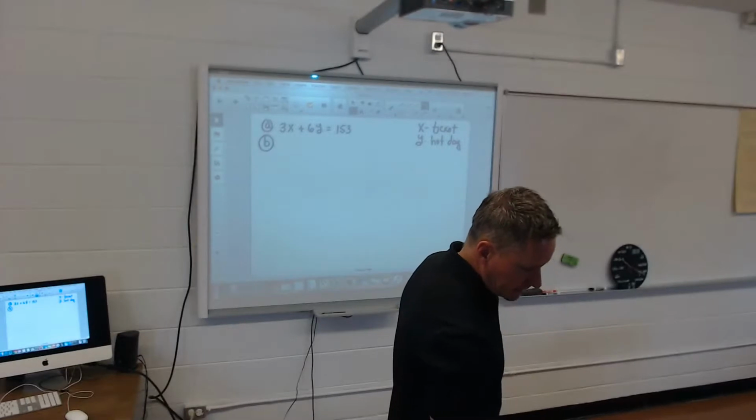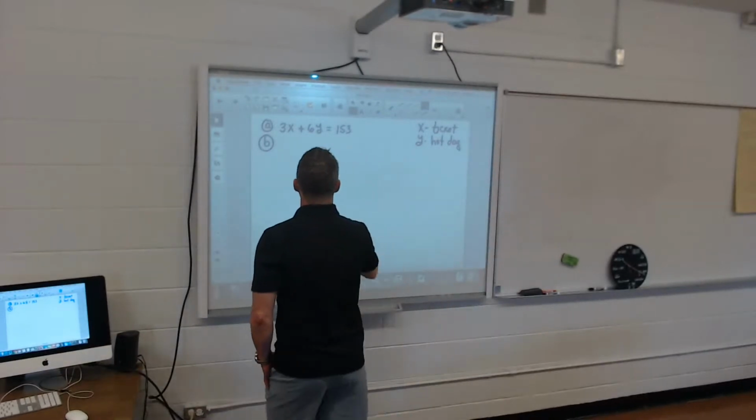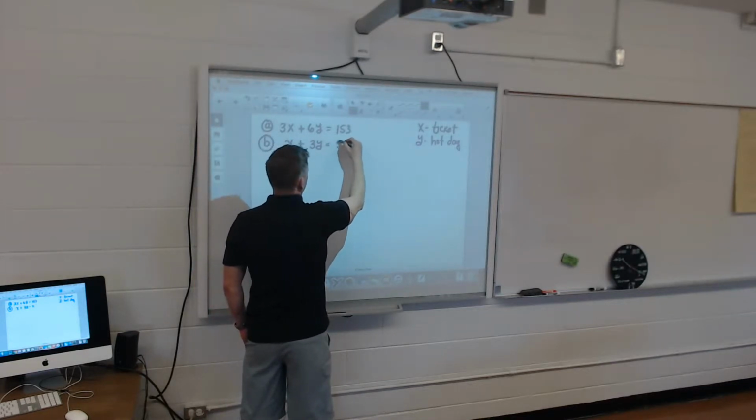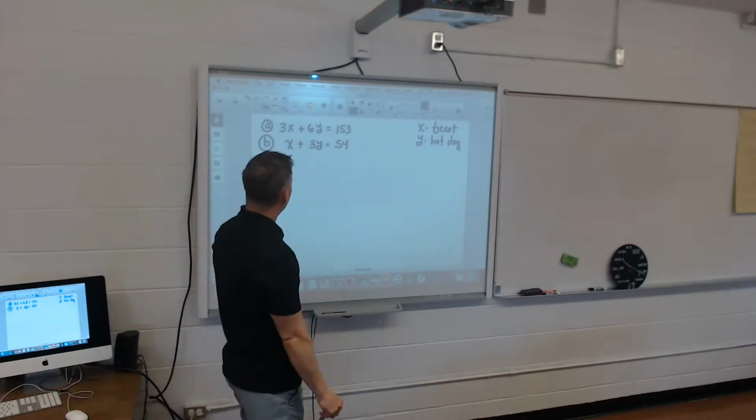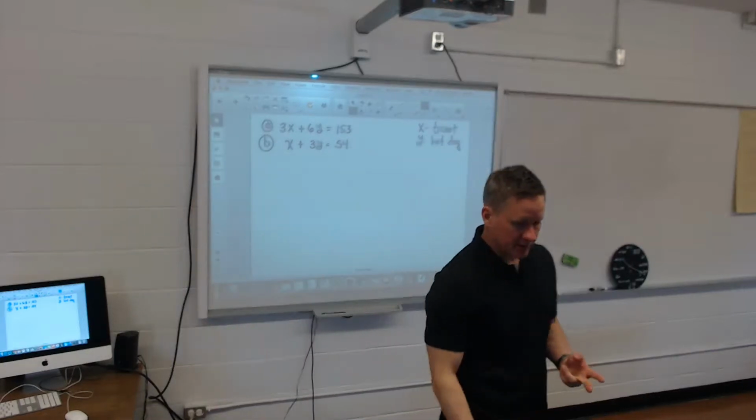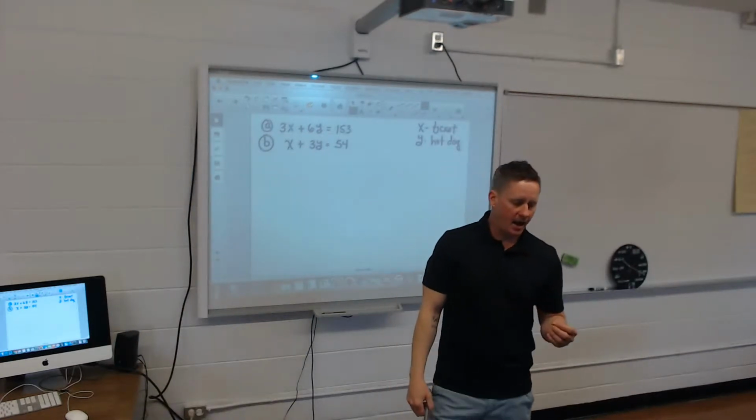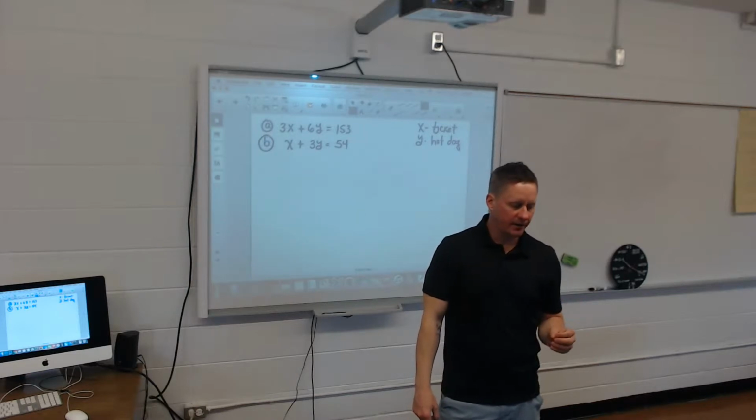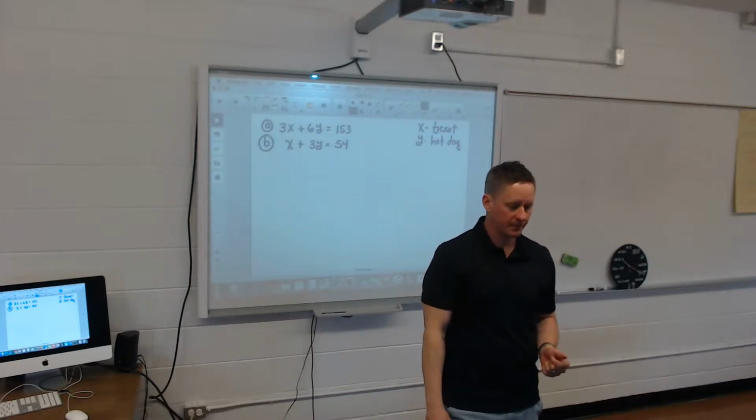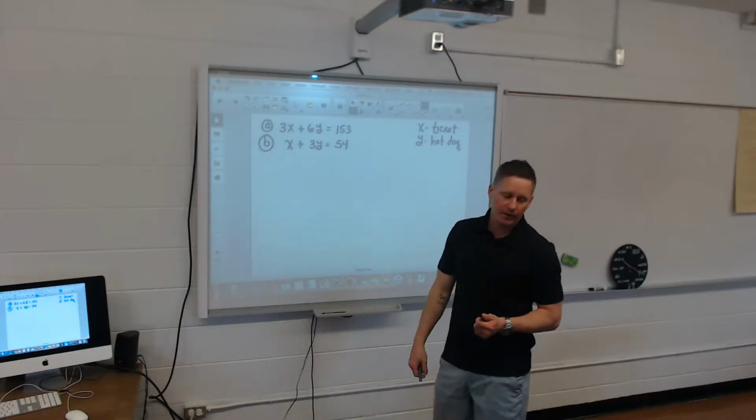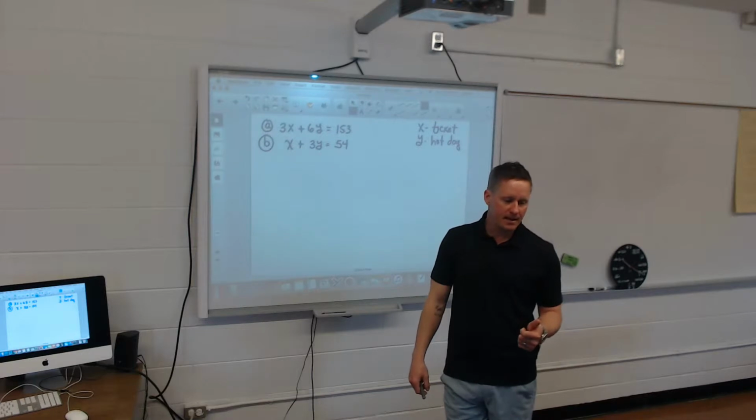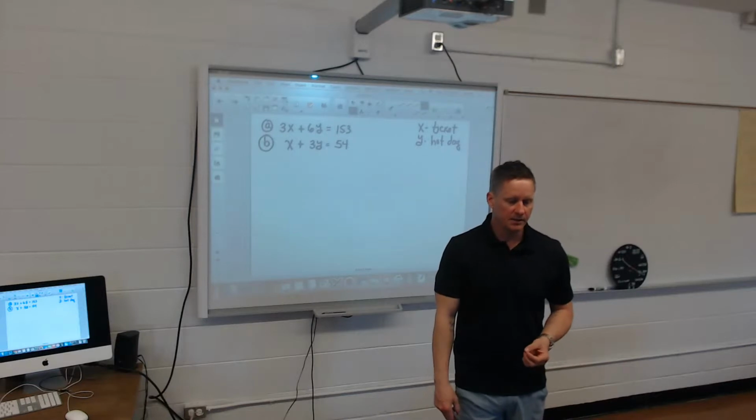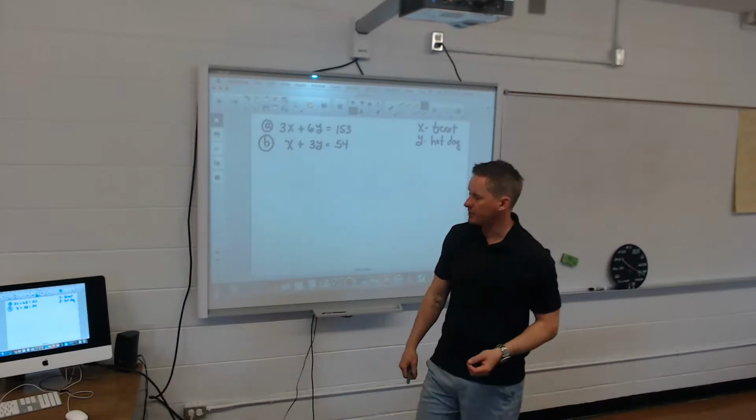In B, Carrie bought 1 ticket and 3 hot dogs, and that equals $54. Okay, so you now have 2 equations. And again, I am looking for, in either one of the 2 equations, the one variable that has a coefficient of 1 in front of it. Looking at the 2 equations, I recognize that in B, there's a 1 in front of the x. So that's the one I want to solve for, the one I want to end up substituting in.